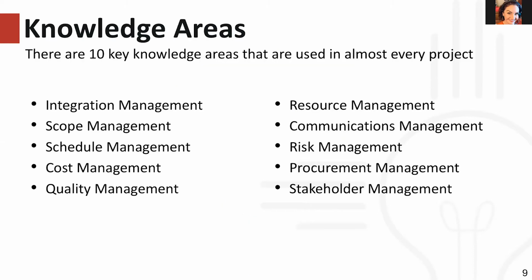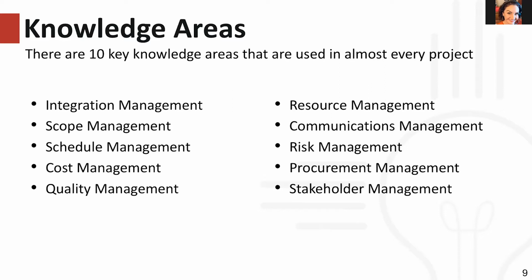So in addition to the 5 process groups, project management can be broken down into 10 key knowledge areas that are going to be used in almost every project. So there's integration management, and that's kind of the stuff that doesn't really fit into any other category. It's stuff like developing the project plan itself, making changes to the project, things like that. Scope management is the work that's actually going to be included in the project. It's answering the question of what work needs to get done to successfully complete it.